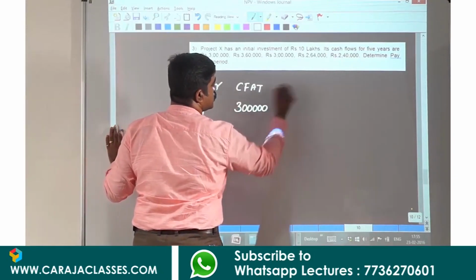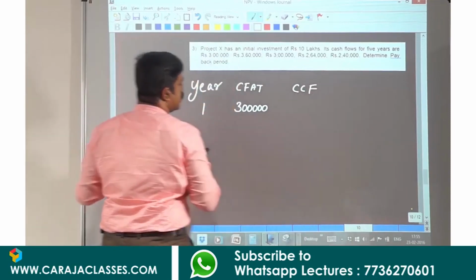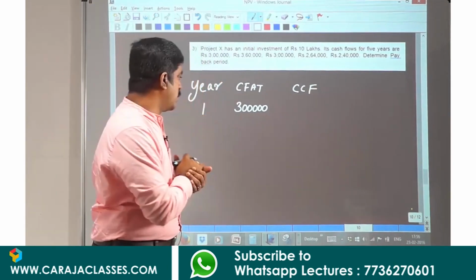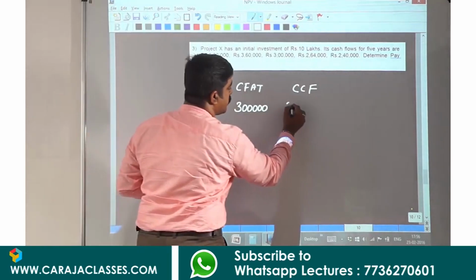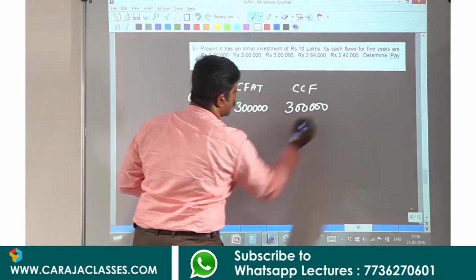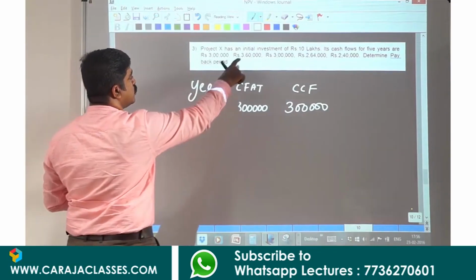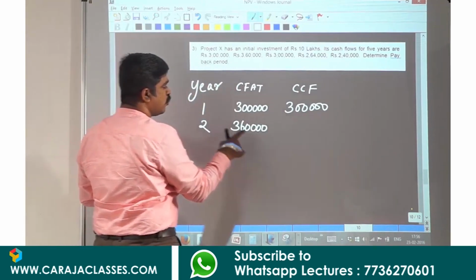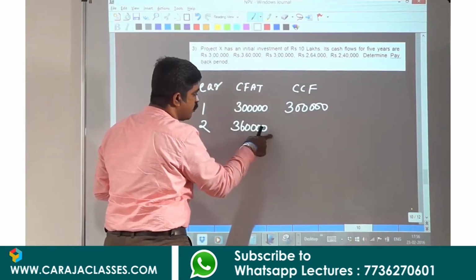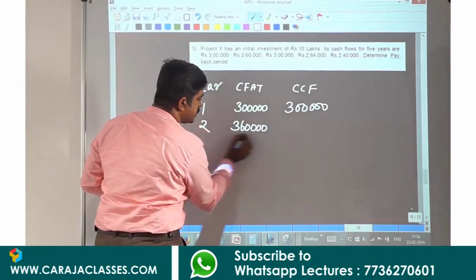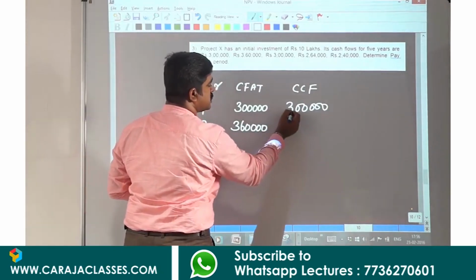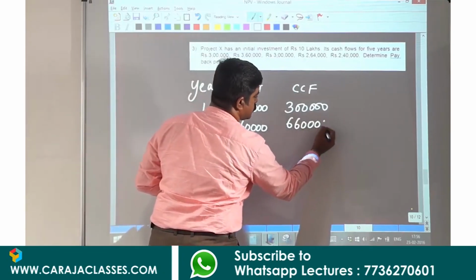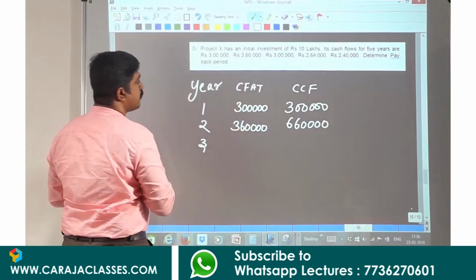Now I'll calculate something known as cumulative cash flow, CCF. Cumulative cash flow is nothing but the cash flow of that year added to the cash flows up to the previous year. Since I don't have a previous year, my cumulative cash flow is also going to be 3 lakhs. Then I'll take year 2, where it is 3,60,000. So what will be my cumulative cash flow? It will be my current year cash flow plus cash flows up to the previous year. 3,60,000 is my current year plus 3 lakh up to the previous year. So 3 lakh plus 3,60,000 is going to be 6,60,000.